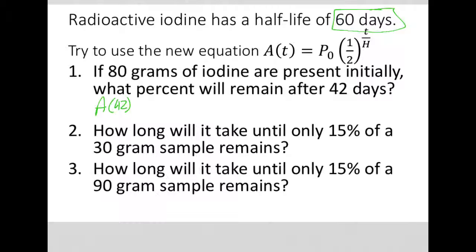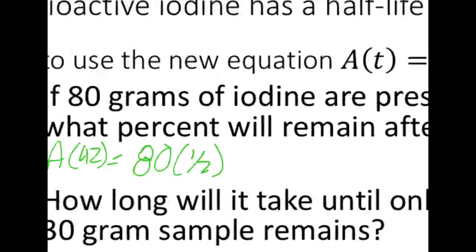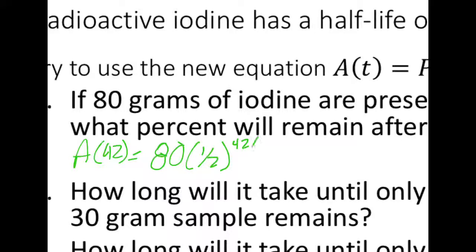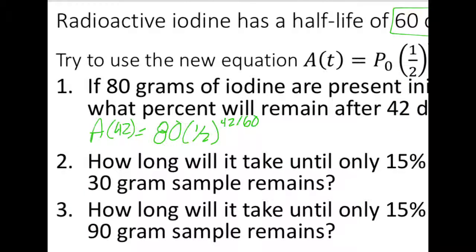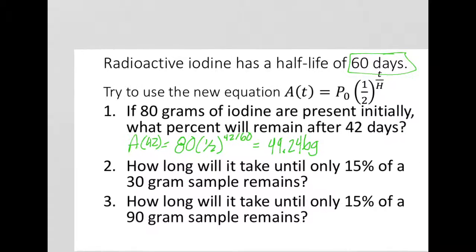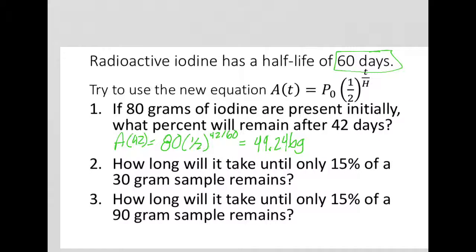The amount remaining after 42 days is equal to the initial quantity, which is 80, times 1/2 raised to the power of our time, which is 42, divided by our half-life, which is 60. But notice that this would give us not the percent, but the quantity. But let's run this number real quick and see what we get. We get 49.246 grams. And we need to answer this as a percent.